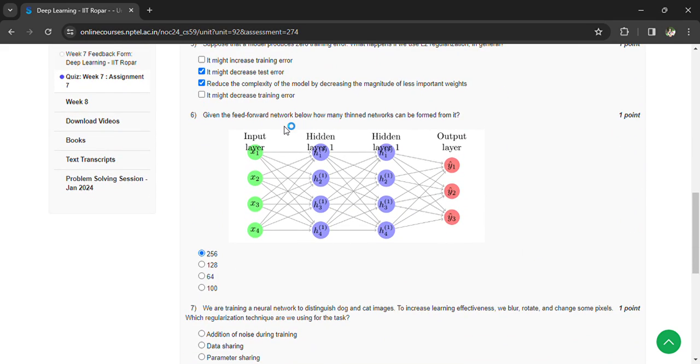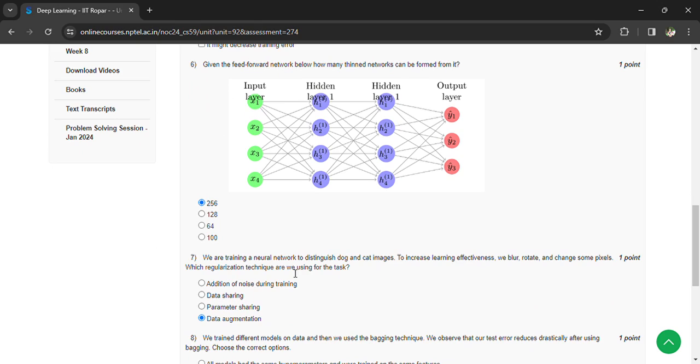Even a feed-forward network with many thin networks can be formed from it. 256. We have trained a neural network to distinguish dog and cat images. To increase the learning effectiveness, we blur, rotate, and change some pixels. Which regularization technique are we using for this task?